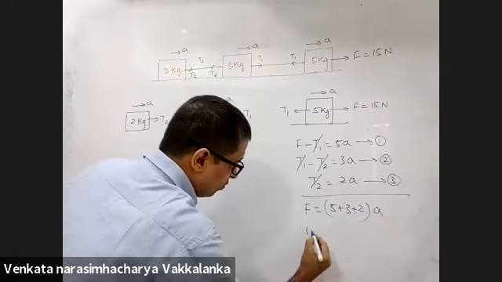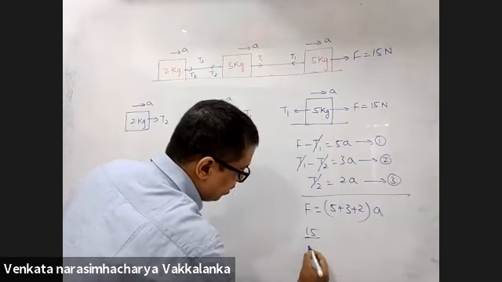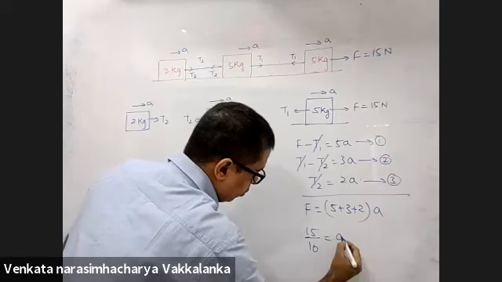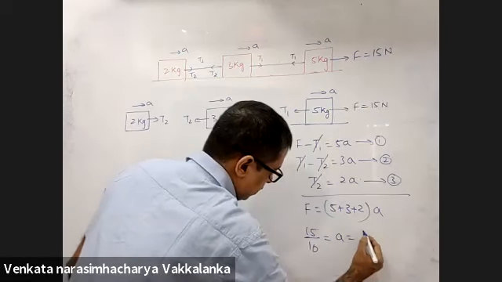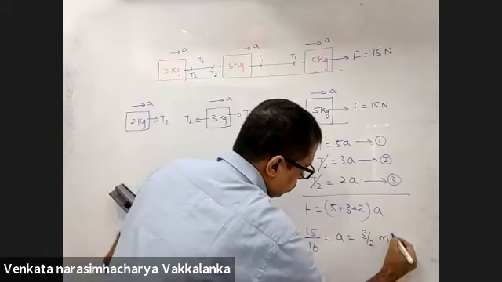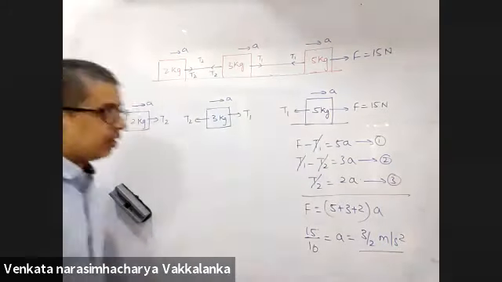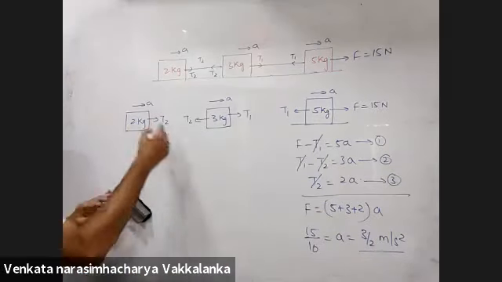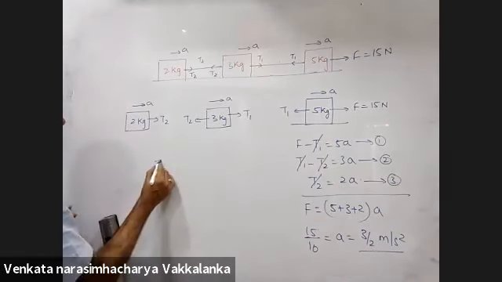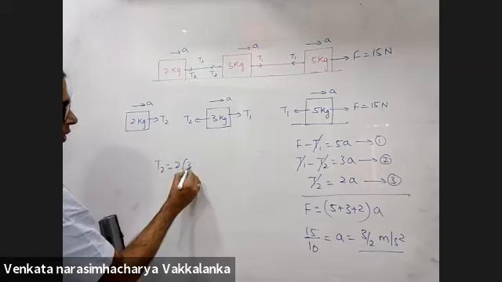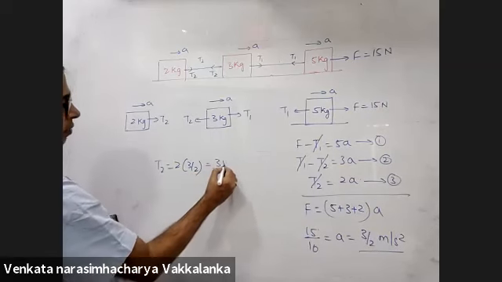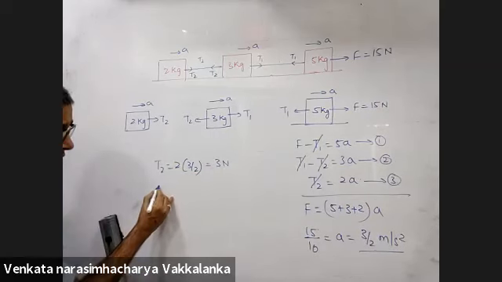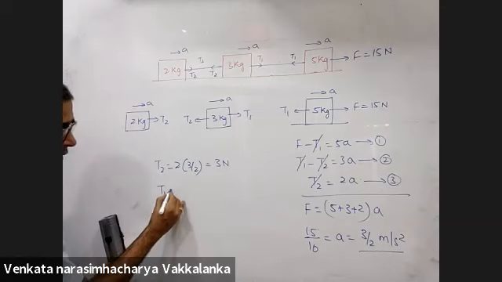What is the value of the force? 15 divided by 10 will be the acceleration. 3 by 2 meter per second square is the acceleration of all 3 blocks. How do I get T2? T2 is 2 into 3 by 2, 3 Newton. How do I get T1?